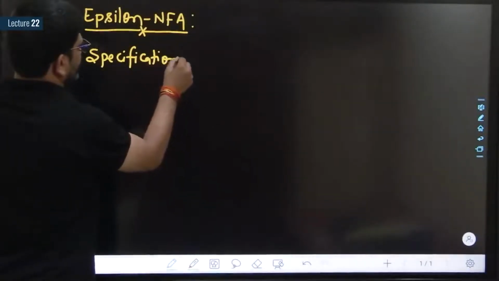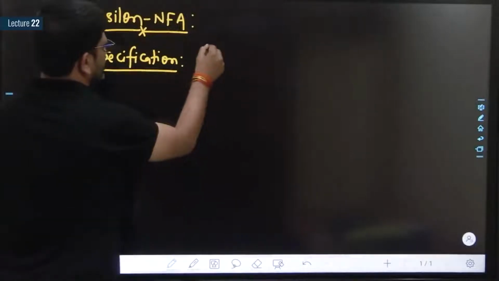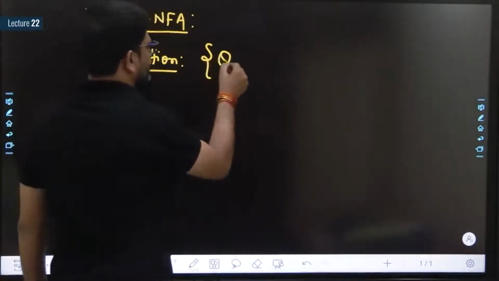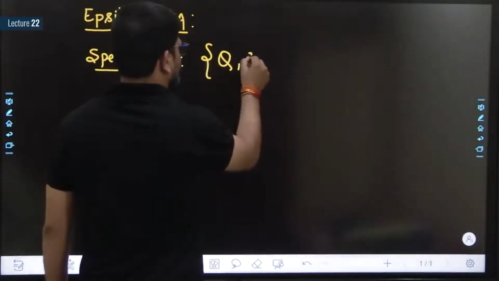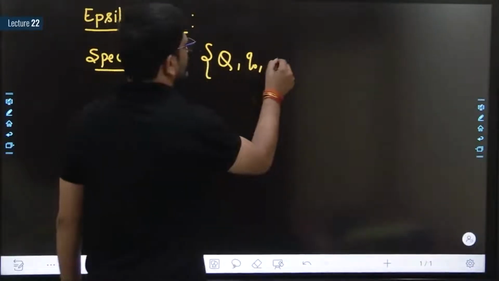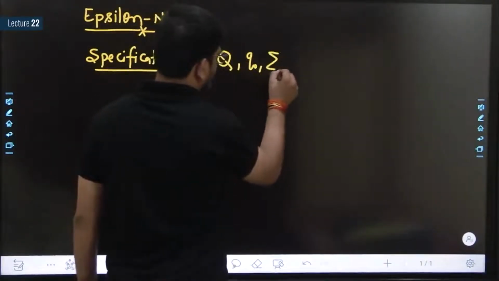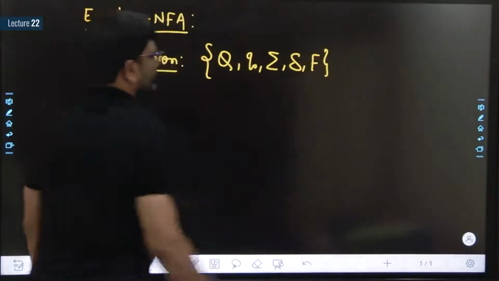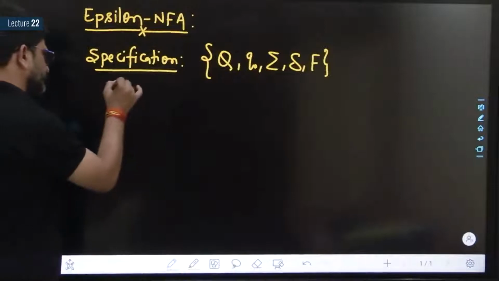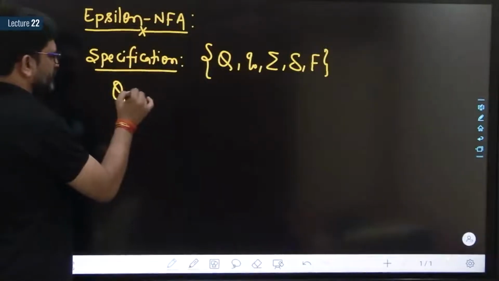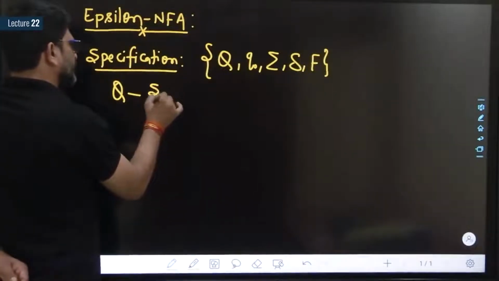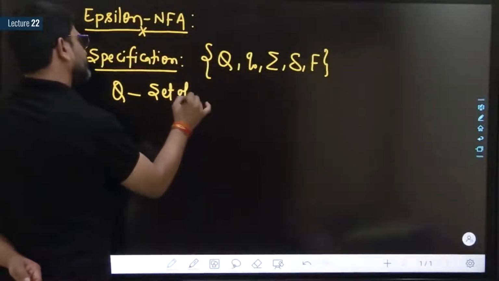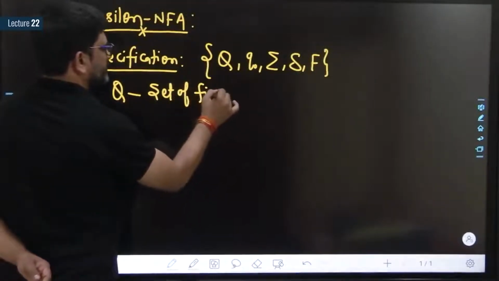It contains five tuples: capital Q, Q naught, sigma, delta, F. What is Q? Set of finite states.